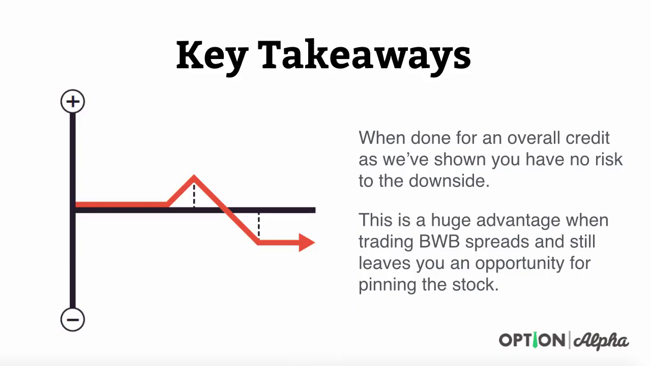So some of the key takeaways for these broken wing butterflies: when they're done for an overall credit like we've shown, you have no risk to the downside. And that's really important. I've definitely believed that when you trade these types of strategies, you should definitely look to take in a credit. This is a huge advantage, again, when trading broken wing butterflies, and still leaves you an opportunity to profit from picking the stock direction. So we have an opportunity not only to make money if the stock goes down by taking in a credit, but we get this opportunity to make even more money if we're directionally right and the stock really doesn't move that much or moves down very slightly between now and expiration.